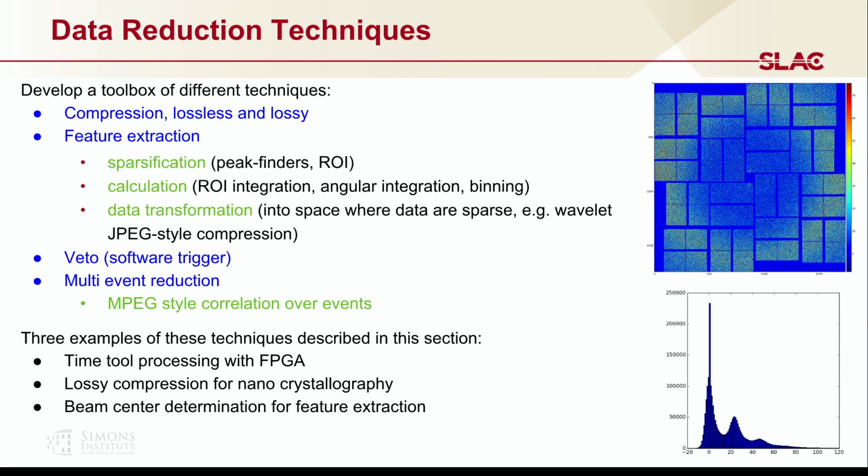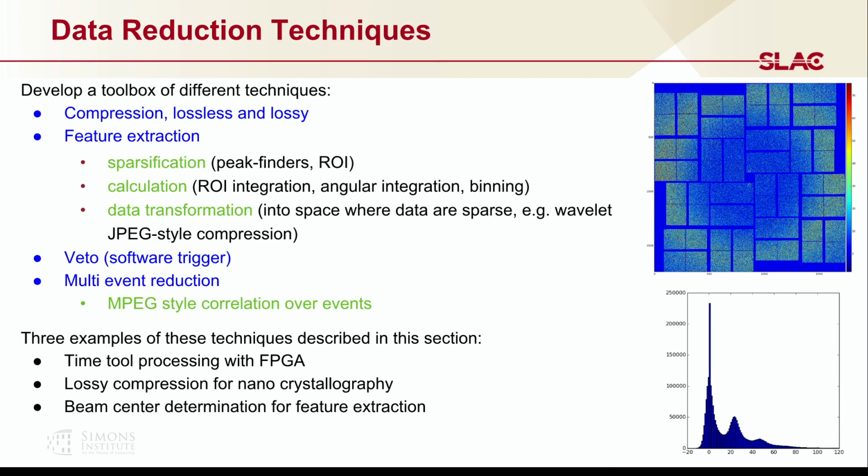Or we can do a veto. This is what we will do for single particle imaging or nanocrystallography, where because of the very nature of the injector, you will miss some of the samples, and so we'll be able to detect whether one event was a hit or not. Or multi-event reduction, MPEG style correlation of the events. Again, this is something that could help, for example, for XPCS, where we do keep correlation across events.